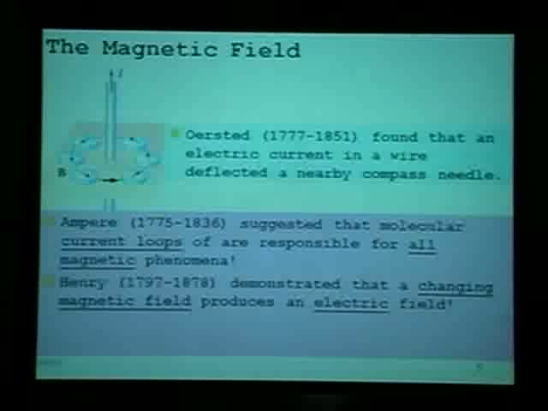Joseph Henry demonstrated that a changing magnetic field produces an electric field. So if you have a magnetic field and you change it, either by moving it or changing its orientation or somehow changing the magnetic field, you can generate an electric field and hence move electric charges based on that.